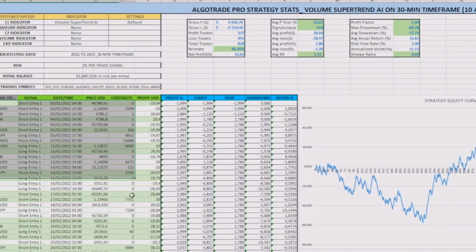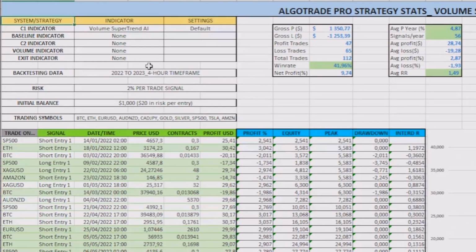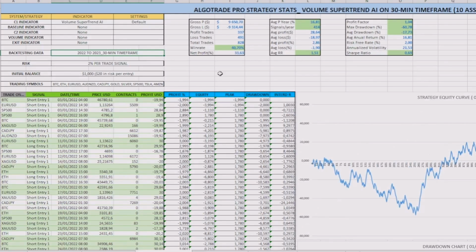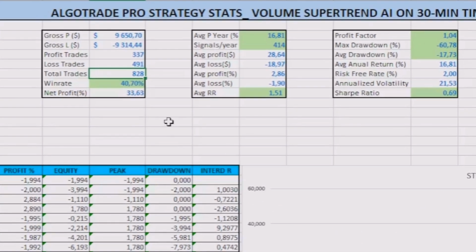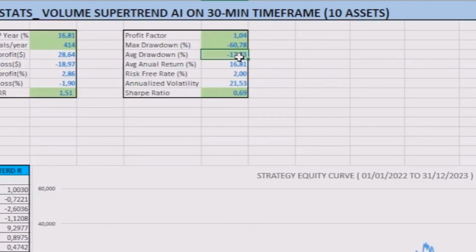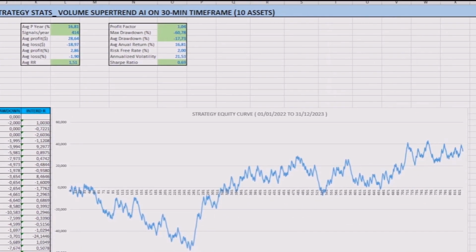After inserting all the trades on my trading journal, here I got the results of the Volume SuperTrend AI on the 30-minute time frame and here on the 4-hour one. On the 30-minute time frame, after 828 trades, this indicator got a win rate of 40.17% with a net profit of 33.63% and an average drawdown of 17.73%.